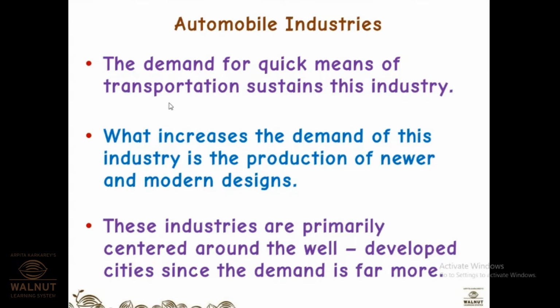Now these industries are primarily centered around well developed cities since the demand is far more. Now, most of the time, when you talk of the factors affecting location of this industry, it will be near the cities. Why should it be near the cities? Because they are more developed. Because in urban areas, people use transport more than in rural areas. Correct? In rural areas, the means of transport are very indigenous, and they don't have roads. Yes, so in the cities, this demand is high.